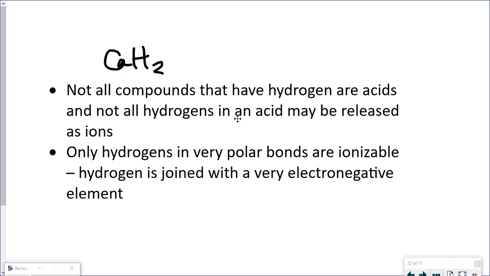You might also have something like acetic acid or vinegar, where even though it has a total of 4 hydrogens, the 3 are in acetate. So the only one that's ionizable is that first one. And generally, only hydrogens in very polar bonds are ionizable. So the hydrogen needs to be attached to something relatively electronegative.